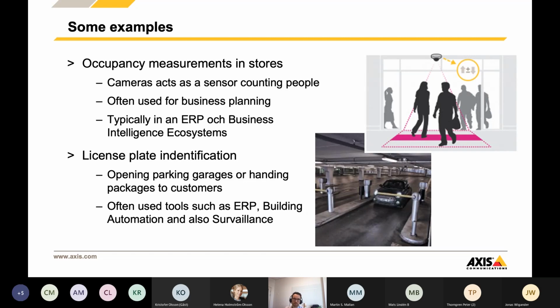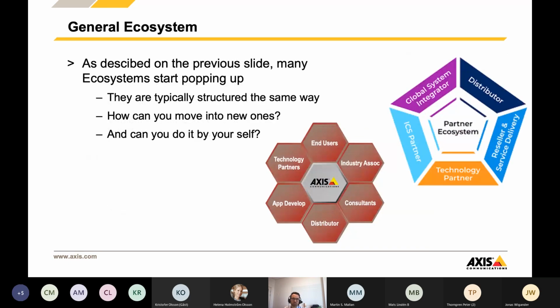And if you then look at, I just took an ecosystem picture from the internet, and it looks quite similar to the ones that we have. So they are typically structured in the same way. And the questions I asked earlier: how can you move into new ones? Do you need to put your own on top, or should you do everything by yourself, or how do they interact?